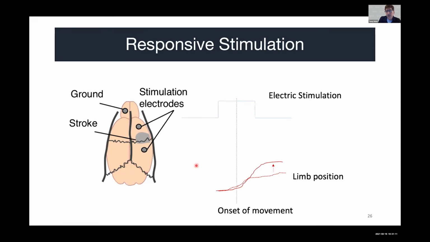With this kind of montage, the idea of our experiments was: what if we deliver the electrical stimulation, which is indicated by this blue square pulse here, right around the time of movement? And can we augment the neural dynamics, so that the limb position, which is weak here, can be facilitated so that the rats are able to grasp?